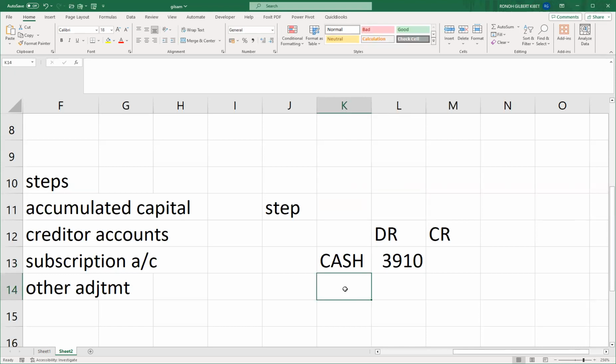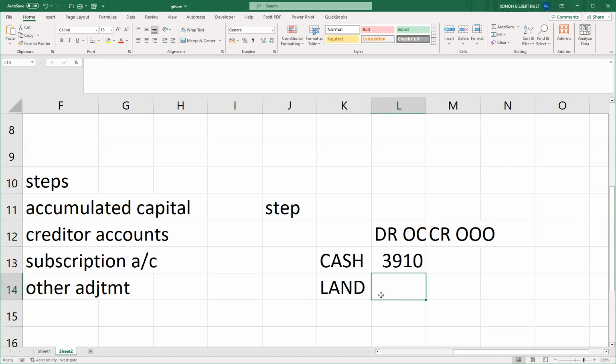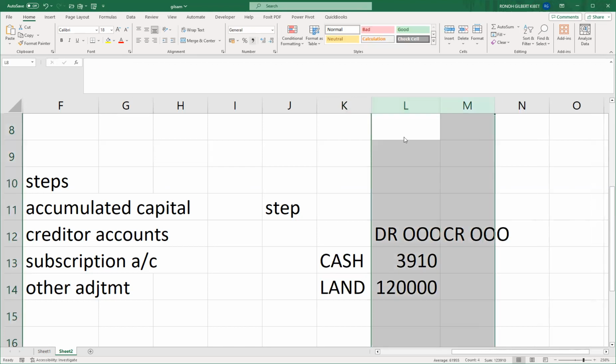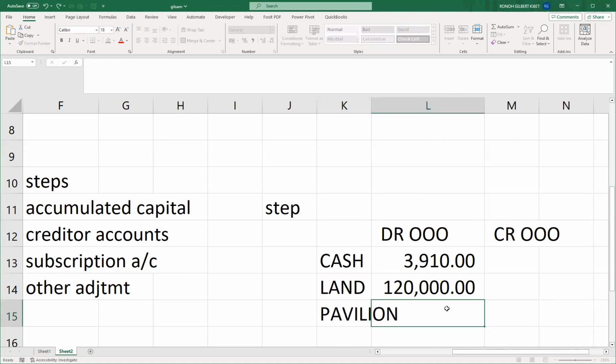What else do we have here? We have land, the club land. I've cut 3 zeros, so there are 3 zeros up here. So we have land of 120 million. What else do we have? We have the sport pavilion of 60 million.